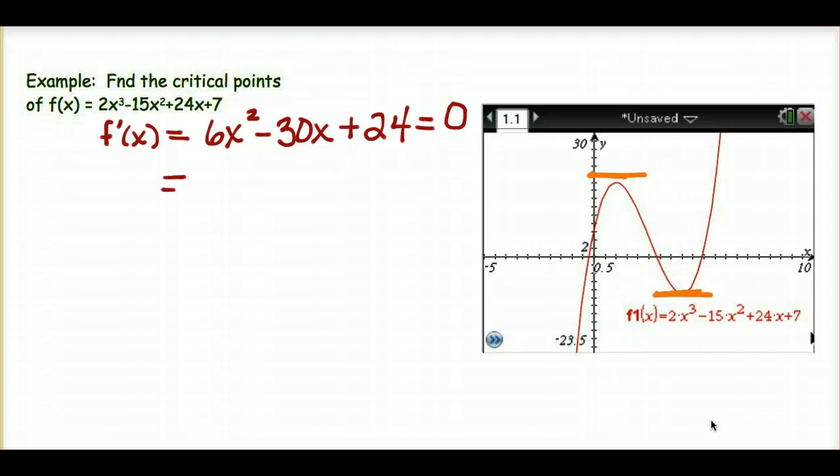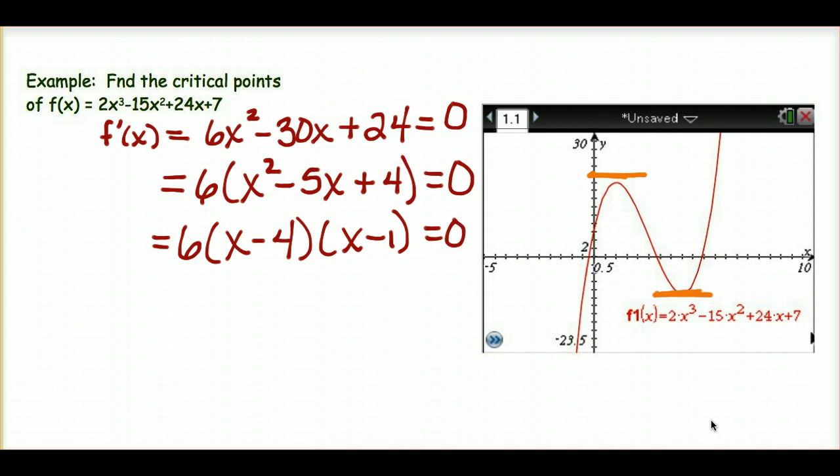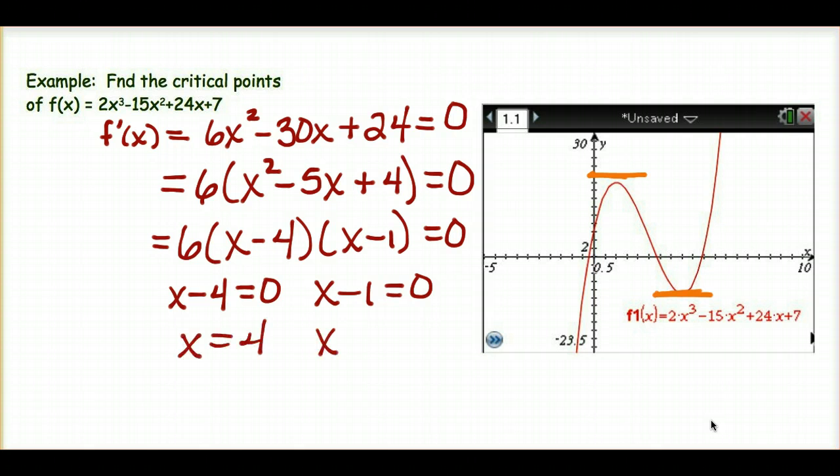So to do that, I'm going to factor out a 6. And from there, I will factor that quadratic in there. And that's going to be x minus 4, x minus 1. And just a quick review of algebra 2. This is 0 when x minus 4 is 0, and when x minus 1 is 0. So our critical points are at x equals 4 and x equals 1. And as you can tell from the graph here, that is right at 1 there, and this one happens apparently at 4.